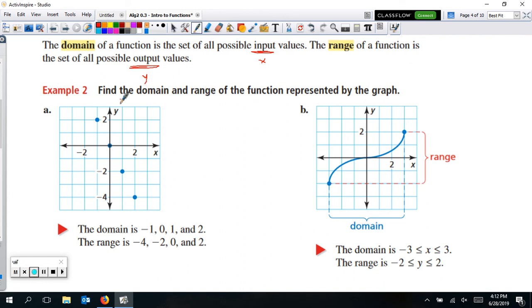This is a function because if we were to use the vertical line test, we're not going to touch more than one dot at a time with a vertical line. So the domain is, since these are specific points, just going to be the specific numbers, all the x-coordinate numbers. So what are all the x-coordinate numbers? Well, it'll be right there: -1, 0, 1, and 2. There they are. All the y numbers are going to be the range. So what are all the y numbers? You're going to start with the least to greatest. You get -4, 2, 0, and 2.